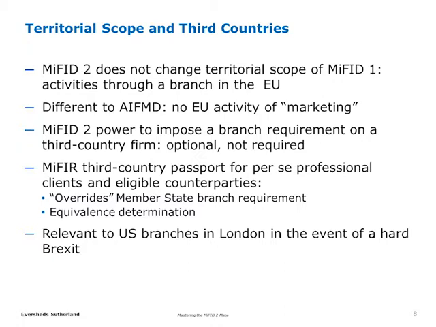And the effect of this third country passport, firstly, would be to override any individual member state branch requirement. But in order for this third country passport to be granted, and what is unusual is that it is the European Securities and Markets Authority, or ESMA, which has the registration power, not the individual member state authorities, as is the case under, for example, the AIFMD. But what is required will be an equivalence determination.